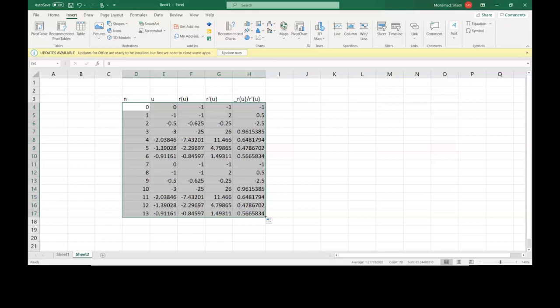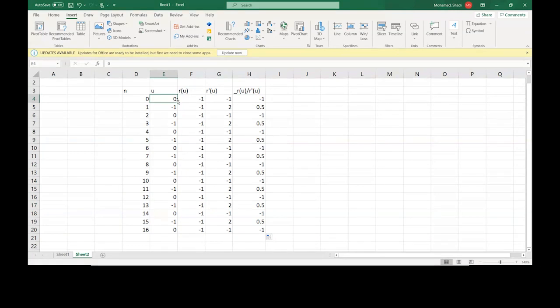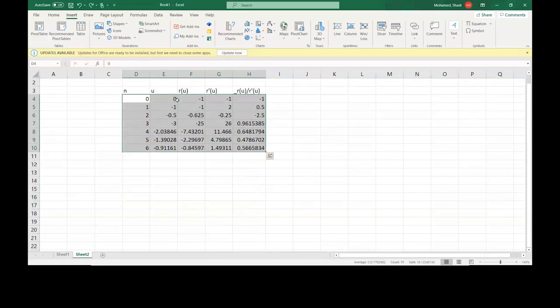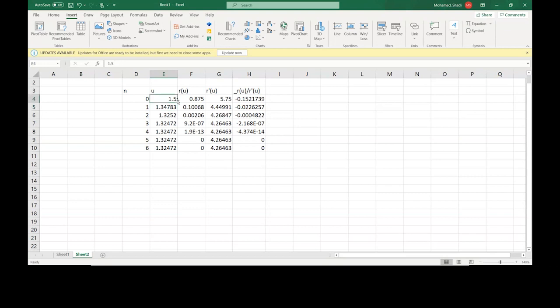My mistake. What I did is, I shouldn't copy the first row, I only need to copy the second and the third row.